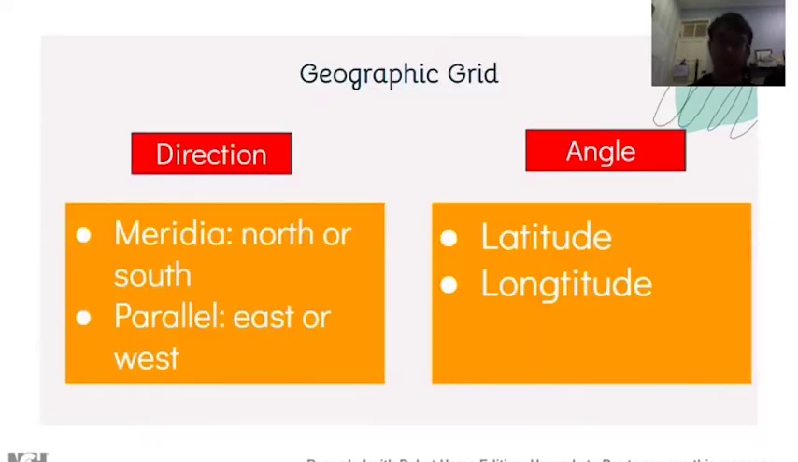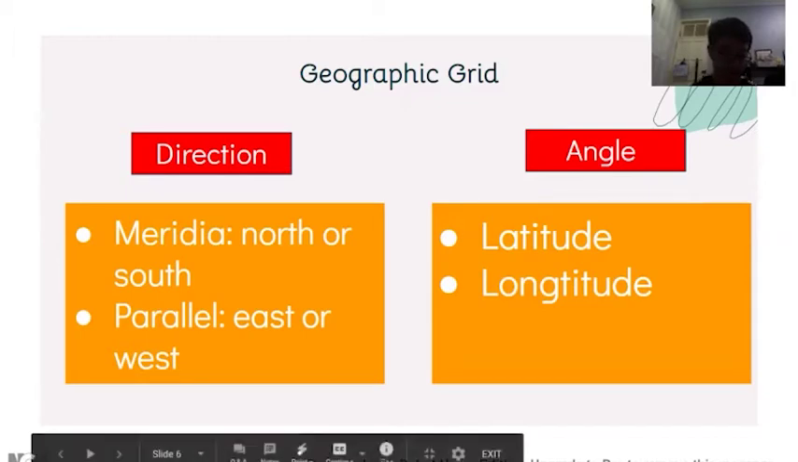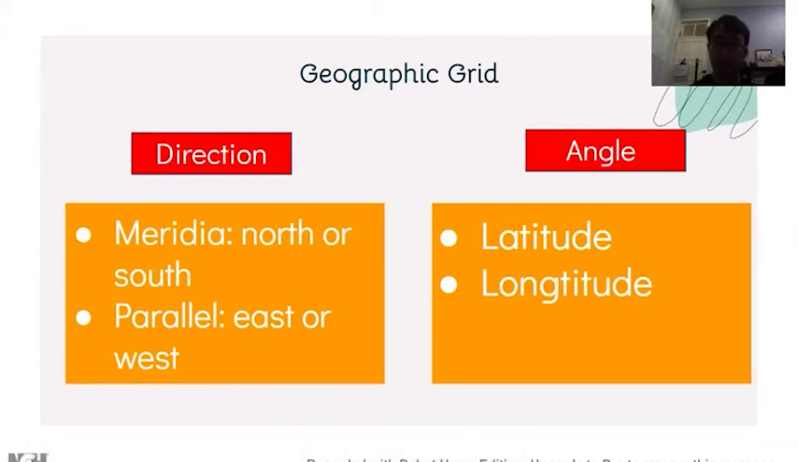Finally, the geographic grid. There are two directions. First is meridian, from north or south, and the second one is parallel. It can be east or west. It is mentioned that the meridian and parallel can be combined for the direction of Earth.